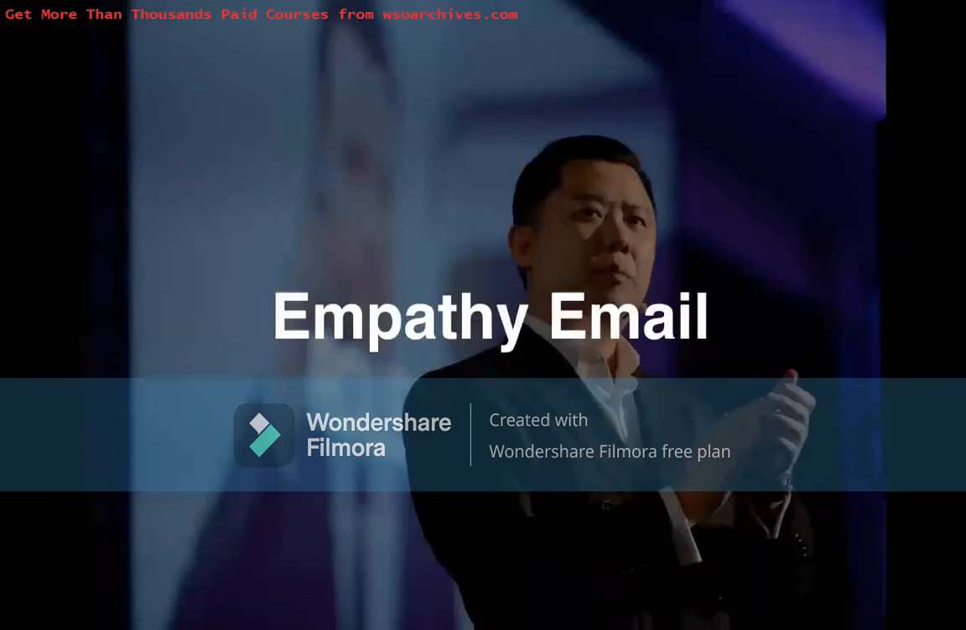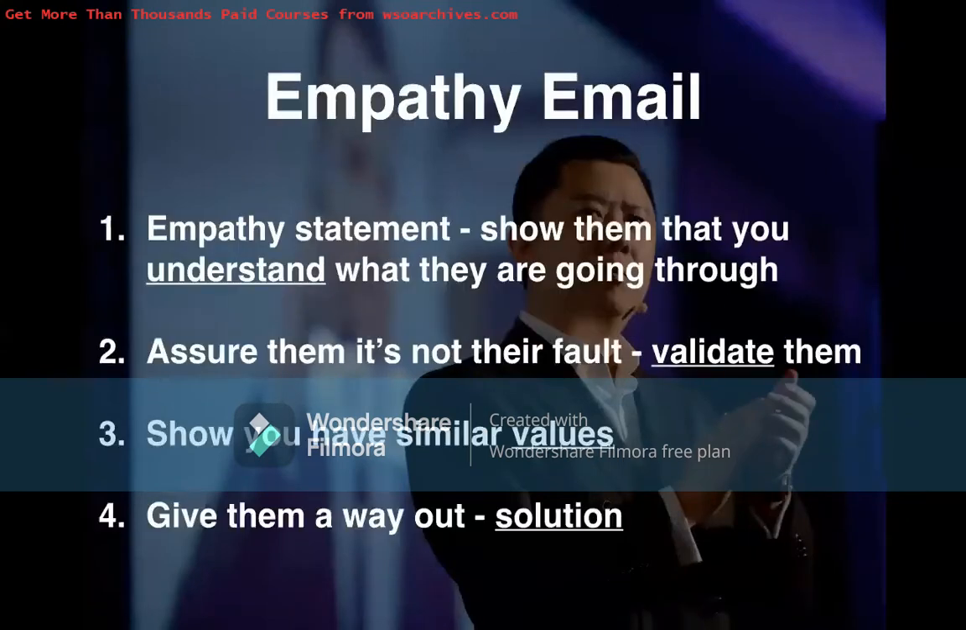The empathy email. With an empathy email, you start with an empathy statement. You show them that you understand what they are going through. You assure them it's not their fault. You validate their experience, you show you have similar values, and then you give them a way out. This is similar to problem, agitate, solution, but you start with empathy statements and it's a bit more expanded.